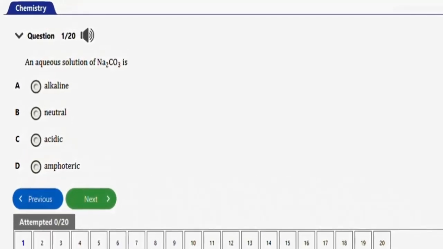In this video, we're going to learn how to solve these chemistry problems under salts. So let's get started. The first question I have here says an aqueous solution of sodium carbonate is, so sodium carbonate is a base, so it will be alkaline. Okay, option A.